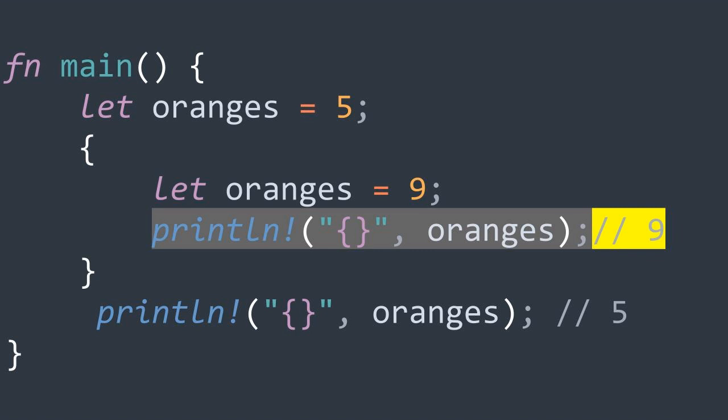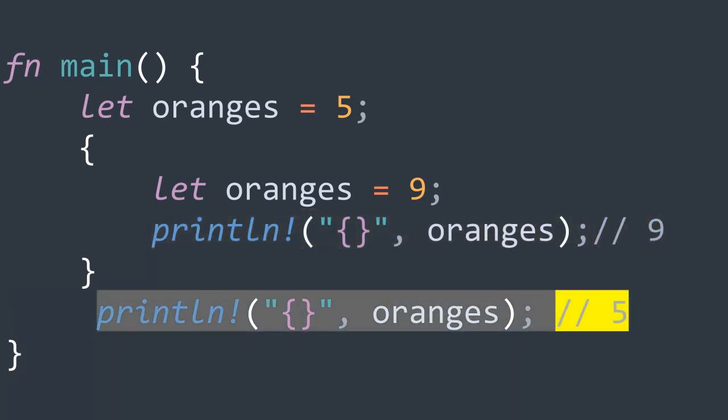The first println macro will see oranges as 9. Note that the value of the first oranges is not accessible from the inner block after it is shadowed. But as soon as the inner block ends, the inner oranges value is dropped, and the outer oranges value is once again accessible. So the last print macro sees the value 5.